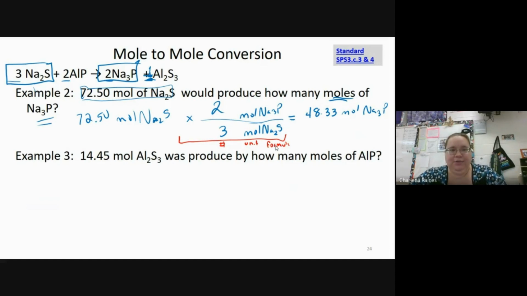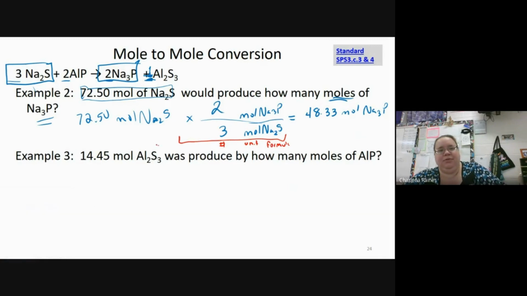So example number 3. And guys, I don't want y'all to get caught up with the fact that in both of these examples, the numbers are at the beginning. I could reword the equation and say, how many moles of AlP were produced from 14.45 moles of aluminum sulfide. So it doesn't matter where the number is, the number has to be what I start with.